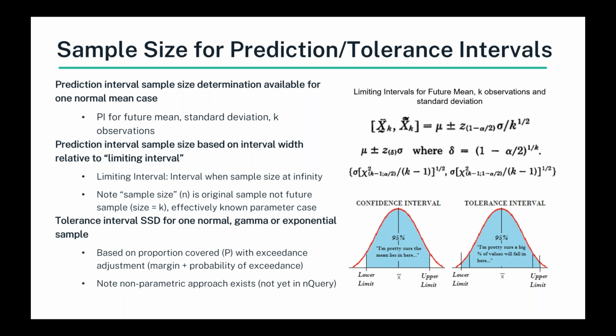How do these tolerance calculations work? So the calculations we have in nQuery follow the Guenther approach. In these cases, we'll be focusing on the proportion covered as opposed to things like means and standard deviations. And then we can imply what this proportion is going to be based on the distribution. You also have the option to incorporate the idea of a coverage probability by specifying what's called an exceedance margin.